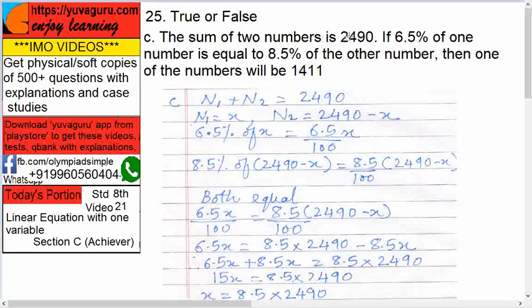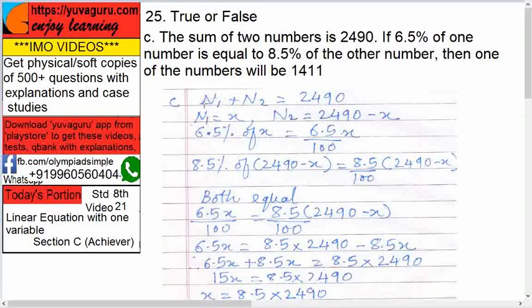the sum of two numbers is 2490. If 6.5% of one number is equal to 8.5% of the other number, then one of the numbers will be 1411. It means two numbers are given, their total is 2490 and one condition is given for each number. Okay, we have to find both the numbers.